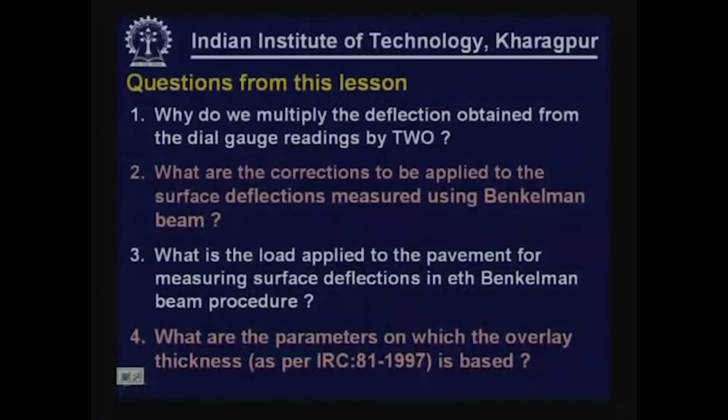What are the parameters on which the overlay thickness as per IRC 81/1997 is based? We can select the overlay thickness using characteristic deflection and also on the basis of the cumulative standard axle load repetitions. Thank you.